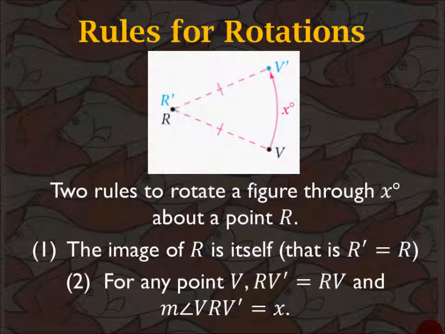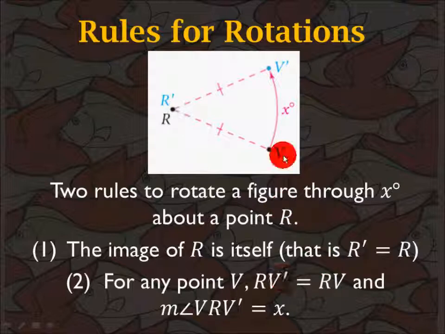Alright, there are two rules for rotation. To rotate a figure x degrees about a point R, the image of R is itself. In other words, if you have a point on the point of rotation, the center of rotation, it's not going to move. It's basically like putting a stick, taking a sheet of paper and rotating it on that point. So that point, that corner is never going to move.